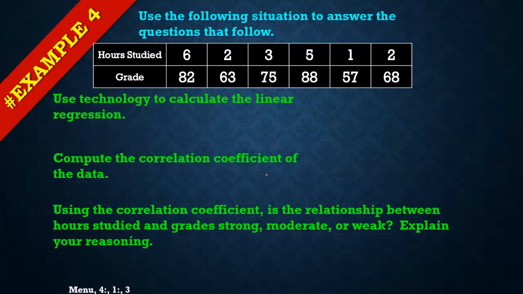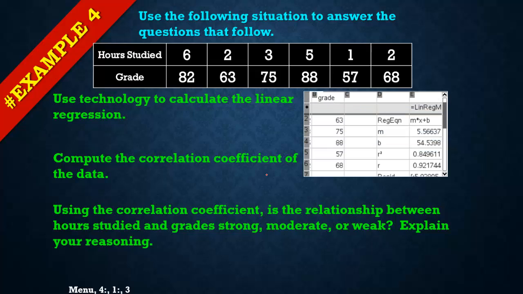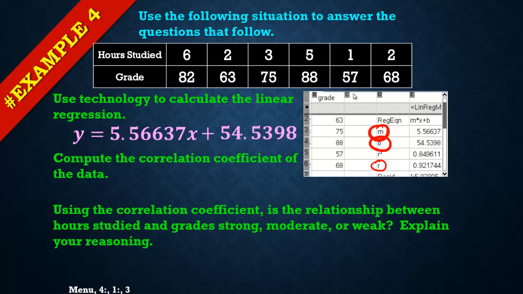Now, if you put all that in the calculator, you could use your calculator to calculate linear regression. You would come up with this, and again, we're looking at your m, your b, and your r. So our slope would be 5.56637 x. Our y-intercept is 54.5398, so plus 54.5398.